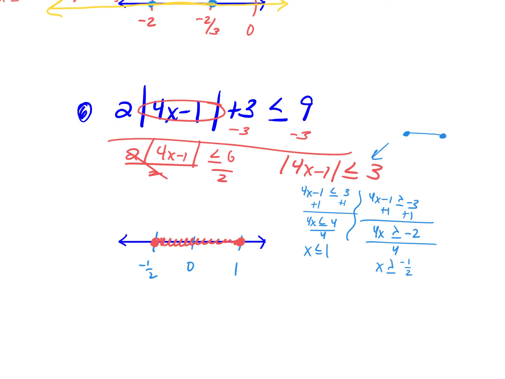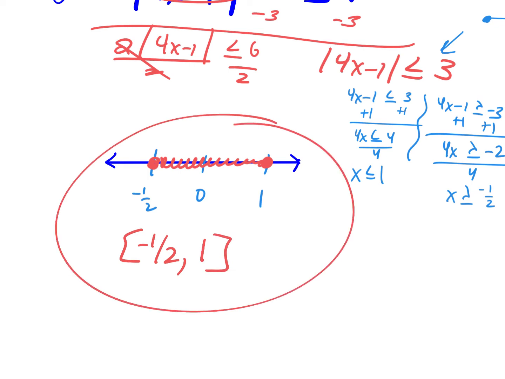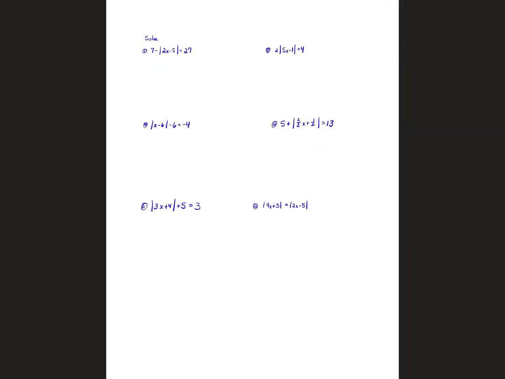Let's do this. Practice this in your head, guys. What's 4 times 0? 0. Good. Minus 1. Negative 1. The absolute value of negative 1 is? 1. 2 times 1 is? 2. And 2 plus 3 is? 5. Less than or equal to 9? Yes. So we're good. How do I write my interval notation? Bracket, negative 1/2, comma, 1, bracket. Perfect. All right, absolute value equations.